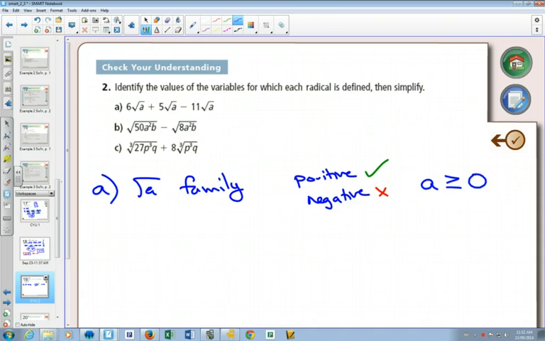So first of all, we're identifying where it's defined. Where is it possible? Only when A is bigger than or equal to 0. Now when we look at this one, first of all, each individual radical is already simplified. It's already written as a mixed radical. There's no perfect squares inside the radical to pull out. And all three of them are like radicals. So if you go 6 of them plus 5 of them, you have 11. You subtract 11, you're left with nothing. So the first answer is nothing, 0.